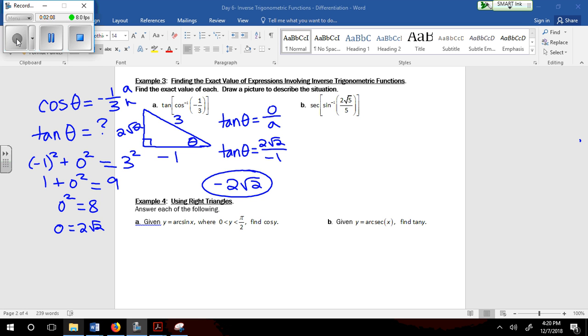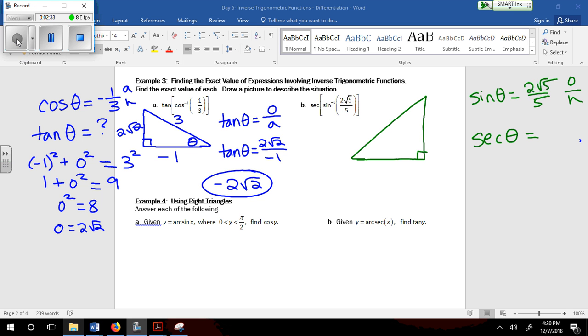All right, in example B, we know that sine of some angle is 2 root 5 over 5. And what we're trying to evaluate is secant of that angle. So we know sine is opposite over hypotenuse. So we're going to draw a triangle. And again, it doesn't matter how you draw it as long as you draw it right. And you put a theta in there. So opposite would be 2 root 5. Hypotenuse would be 5.